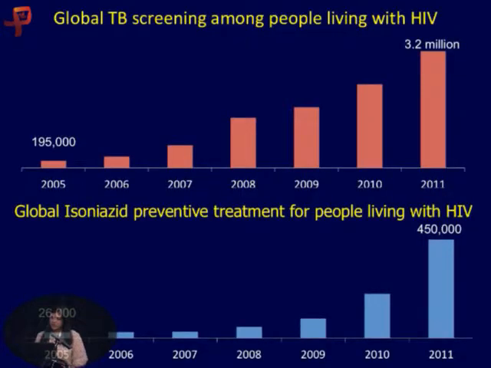If you look at the global progress, between 2005 and 2011, there has been a gradual progress in providing people with ICF and IPT. At the end of 2011, 3.2 million people were screened for TB, and 450,000 adults and children were provided with IPT. But in 2011, less than 1% of the 34 million people living with HIV received TB screening.